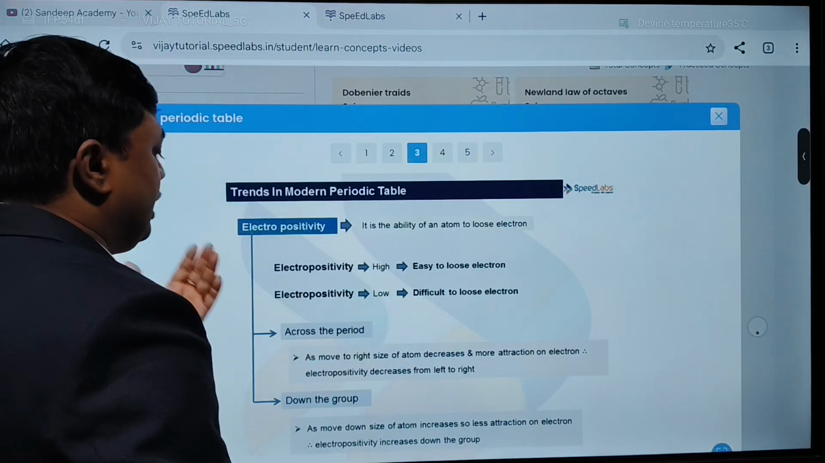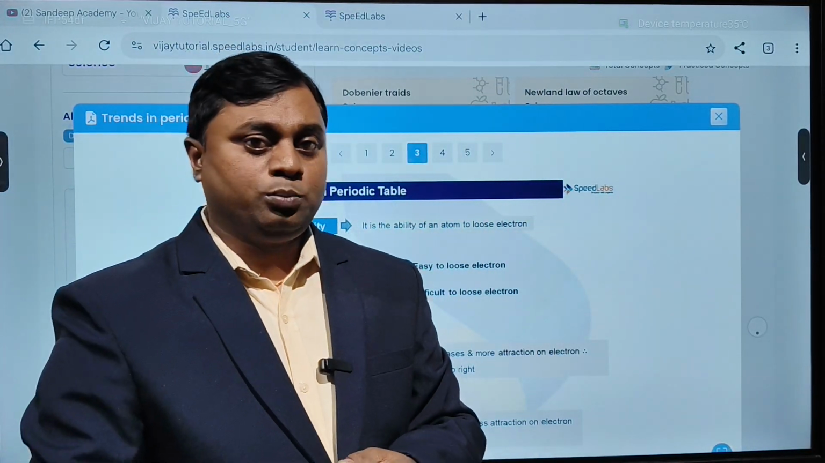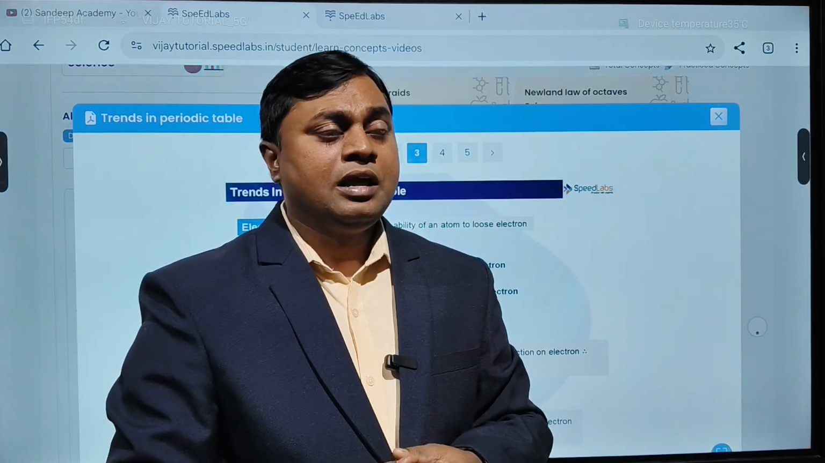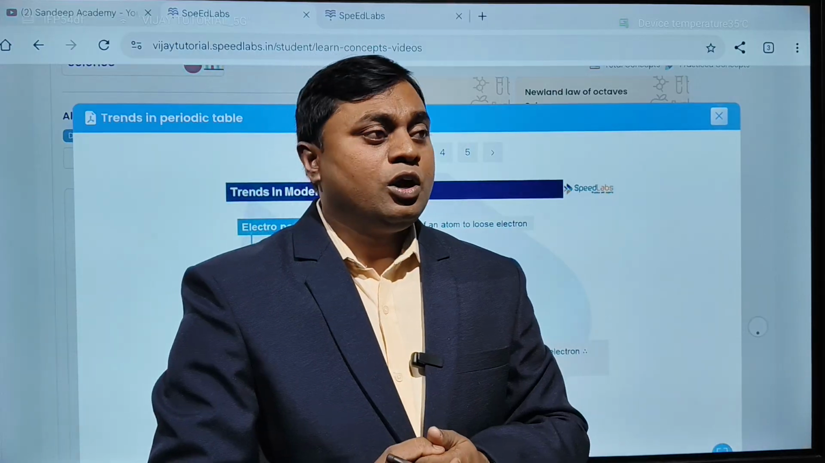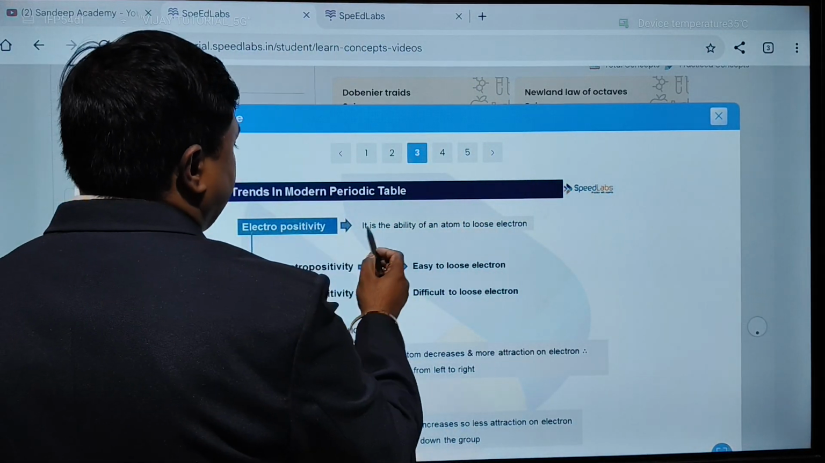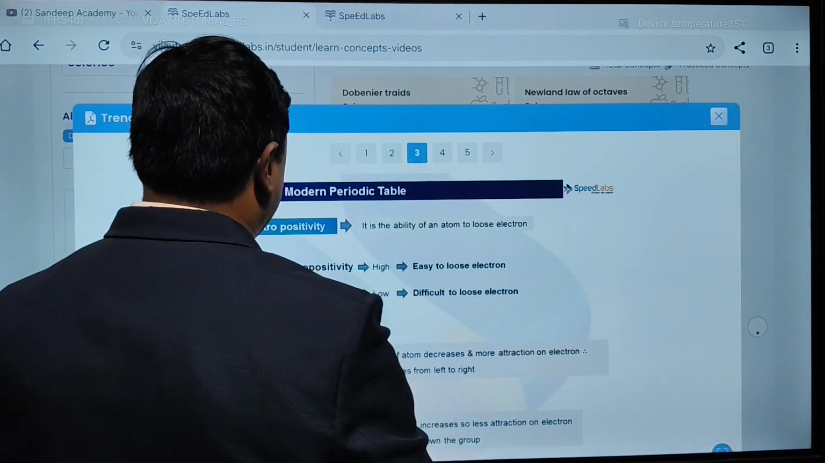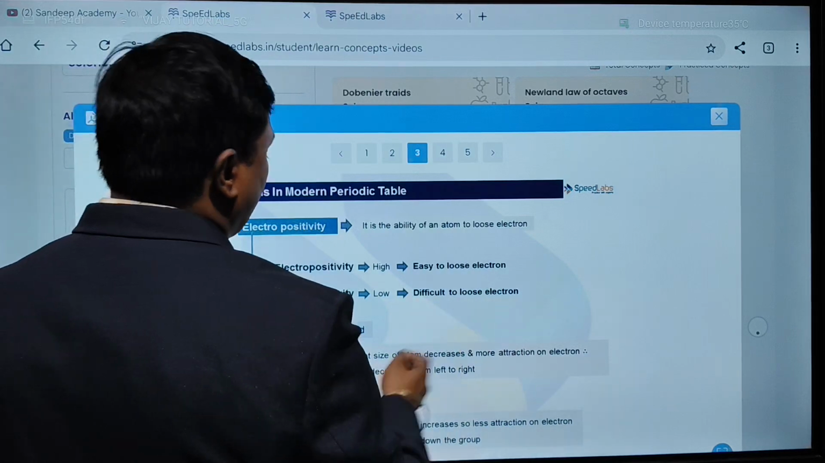Similarly, we talk about the electropositive character. Same thing: the tendency to lose electrons is called electropositive nature. That is metallic nature only. The tendency to gain electrons is called electronegative nature. Electropositivity is the ability of an atom to lose electrons. High electropositivity means it is easy to lose electrons. Low electropositivity means it is difficult to lose electrons.